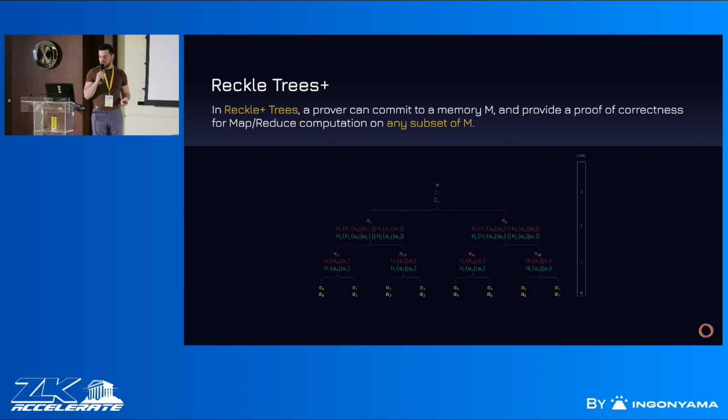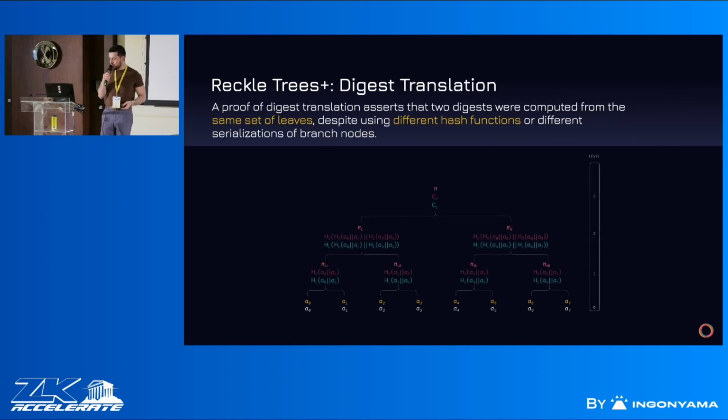In a RECL plus tree, a prover commits to some memory M and proves the correctness of both the inclusion of the leaves within that commitment and the result of a map-reduce computation over that subset M. What this lets us do is something called digest translation, looping back to how this lets us build a verifiable database. Digest translation lets us prove that two digests are the same by constructing our canonical hash in a way such that it equals the output of the second digest.